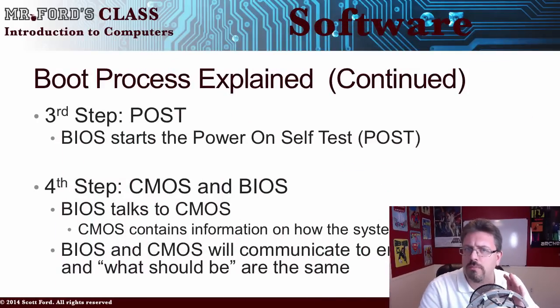And the BIOS and the CMOS is going to go, okay, we should have a drive over here. We should have a device over here. Hey, we have a device over here. Okay, next we should have a device over there. Hey, we have a device over there. Next we should have a device up here. Hey, we have a device up there. And so the BIOS and the CMOS talk back and forth to make sure the parts are where they're supposed to be. They make sure what is supposed to be there actually is.